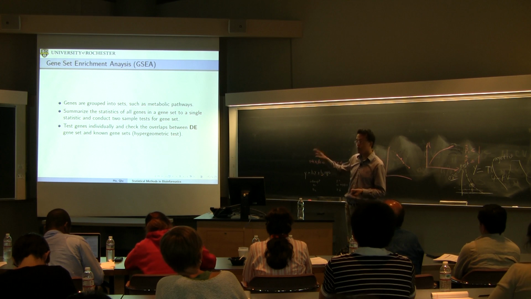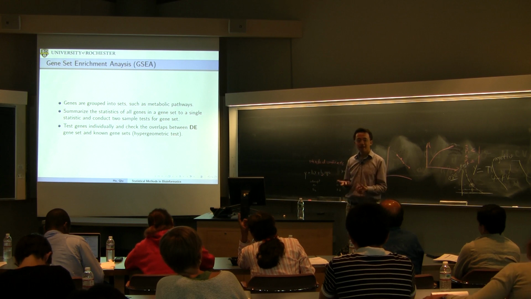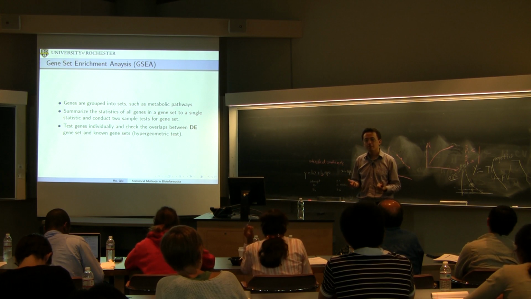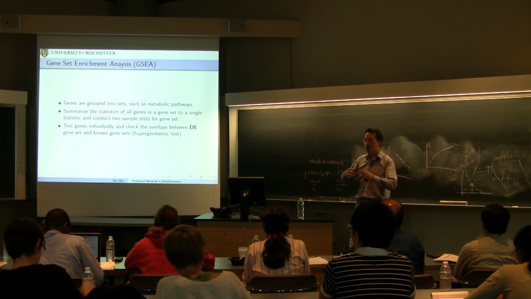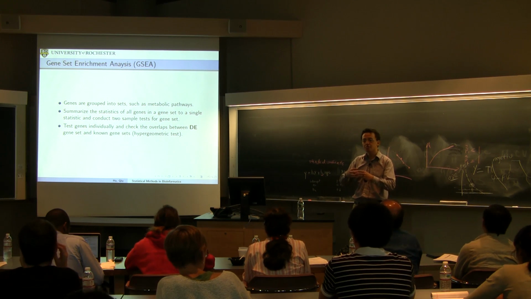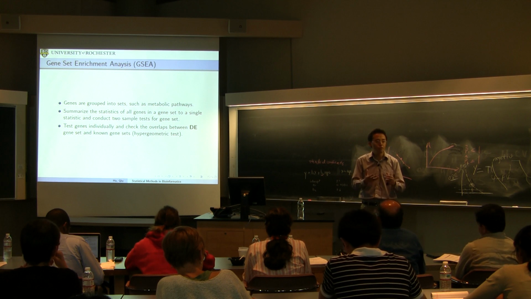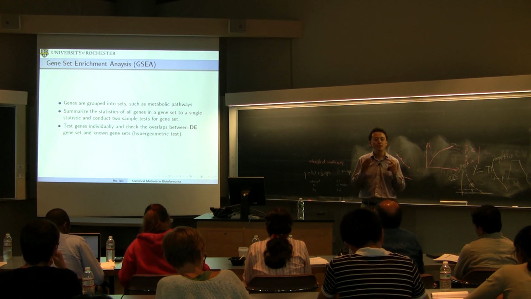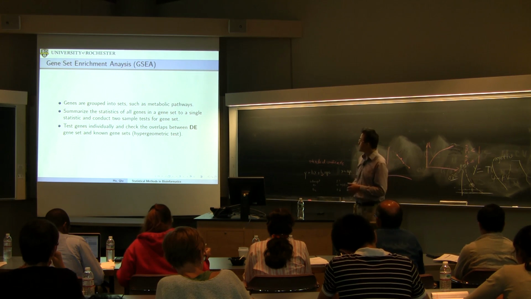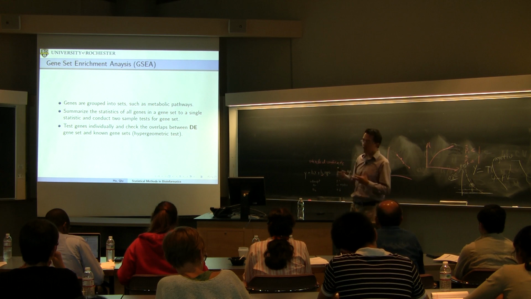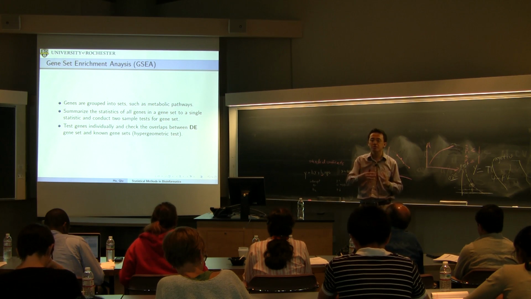Remember the Bonferroni procedure? You had to multiply by 8,000, but here you only need to multiply by 80. Of course it's more powerful because you have some prior information for the genes. You know these genes should be grouped together, so you have more information, and of course you should expect more powerful results.